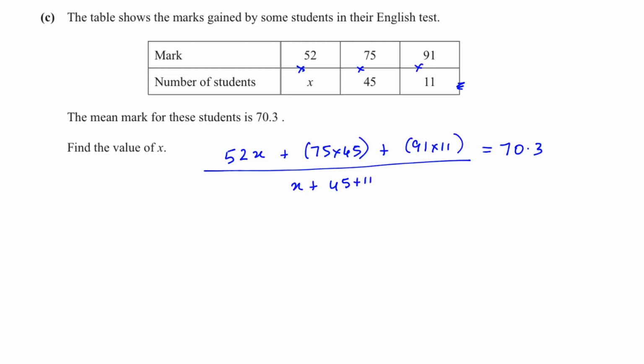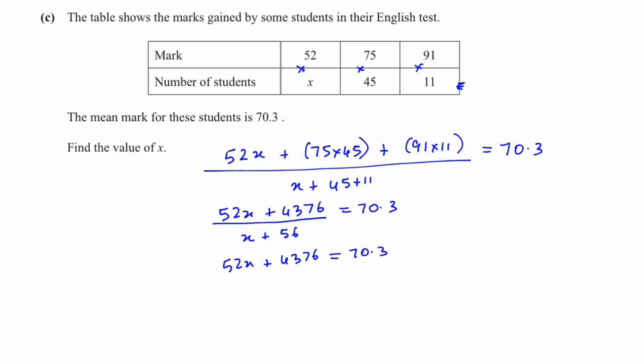Now we are going to simplify this equation. When we multiply this and add this, we'll get 4,376. Now we will cross multiply. We'll move the x plus 56 to the other side. So 52x plus 4376 is equal to 70.3 times x plus 56.